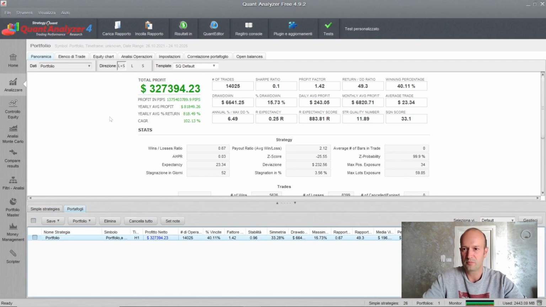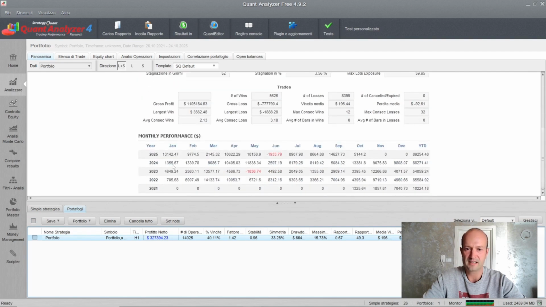What can we see about the portfolio? All right. In the meantime, we have an overview with everything that has happened, with how the months have gone. We can even see that the entire portfolio had some months where it went negative, but overall it is more than profitable, so this shouldn't be a problem for us.